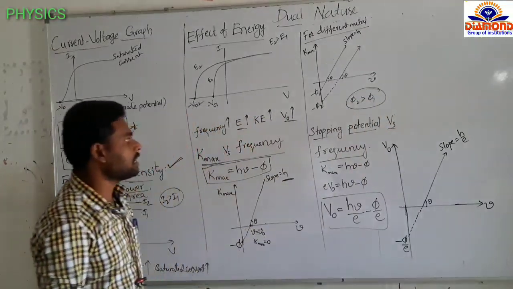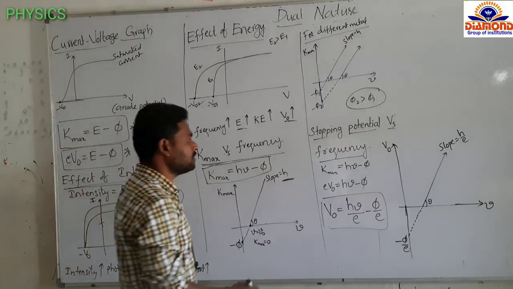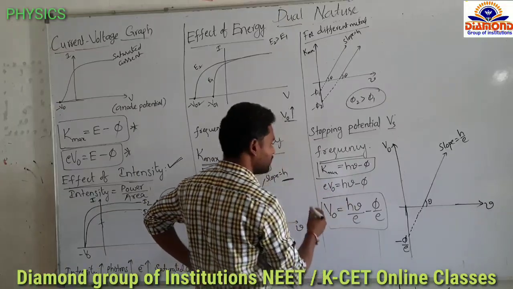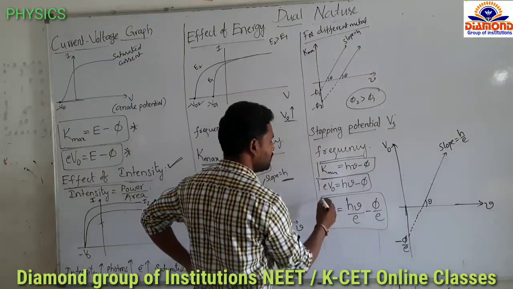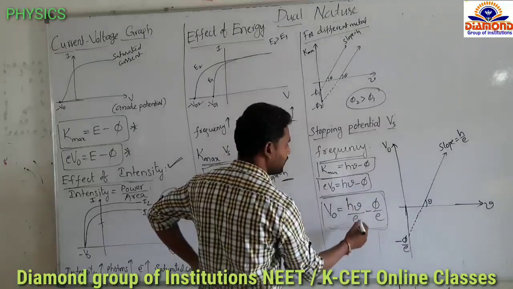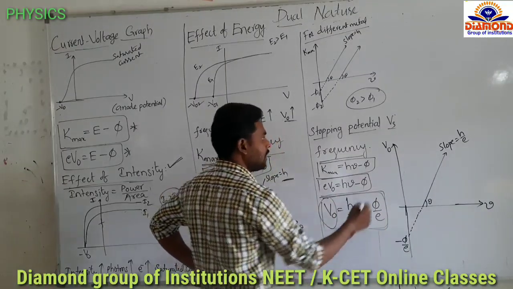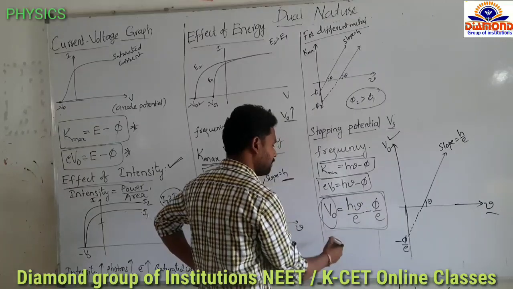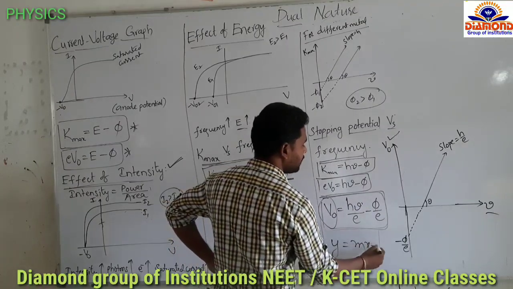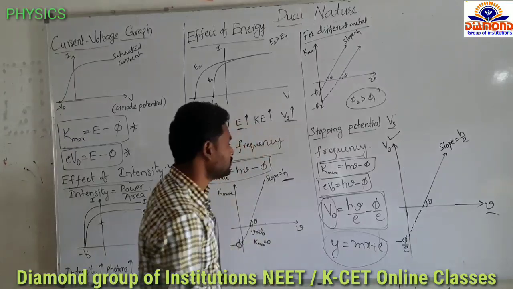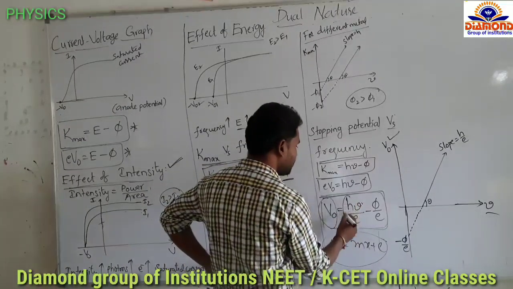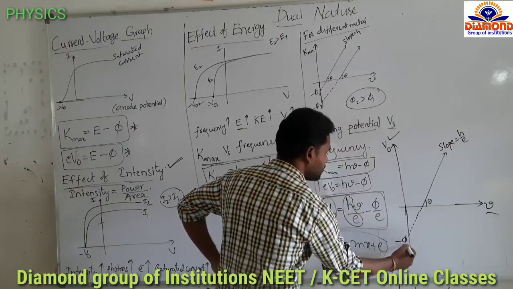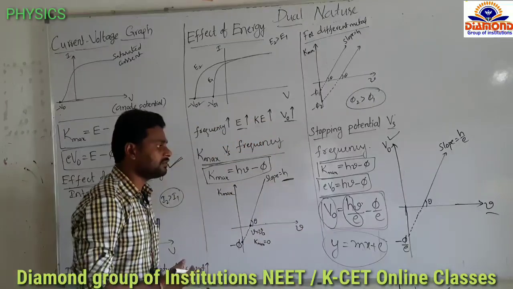Okay, next the graph between the stopping potential versus the frequency. Now write down Einstein's equation K max equal to h nu minus phi, and write K max in terms of the stopping potential: eV0 equal to h nu minus phi. From this, stopping potential equals h nu by e minus phi by e. So take the stopping potential on the y-axis and frequency on the x-axis, and compare this with the y equal to mx plus c straight line equation. Here the slope is nothing but h by e, and the y-intercept is nothing but minus phi by e. So from this graph also we can find the work function.